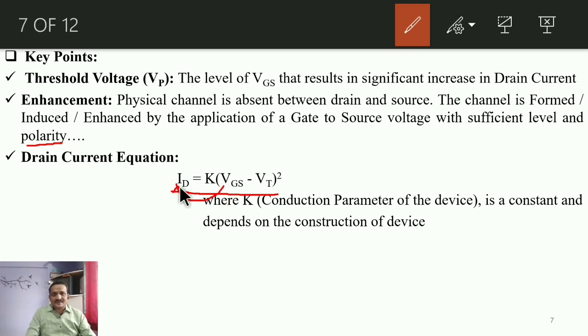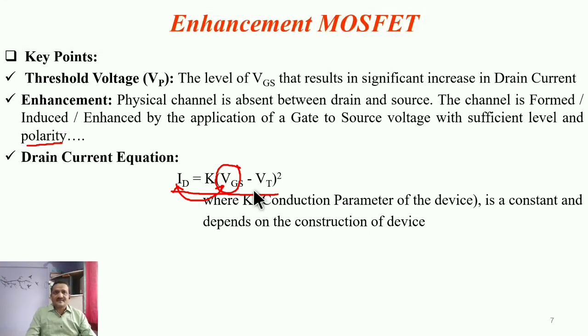That means without actual observing, we can determine the value of ID if we know the conduction parameter from the datasheet as well as the threshold value of that transistor. It is also given in the datasheet. What should be the minimum VGS so that ID will be non-zero? That is nothing but the threshold voltage. Now from that, for any value of VGS, we can define how much current will flow through it. So this is the use or application of this equation.